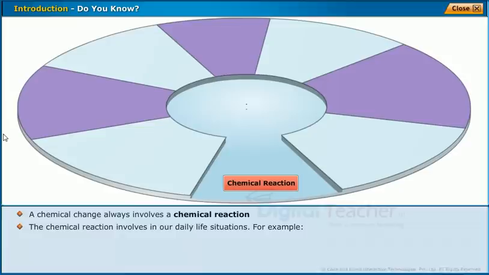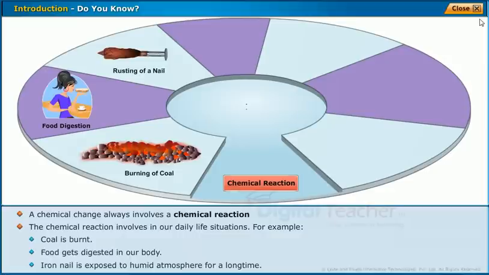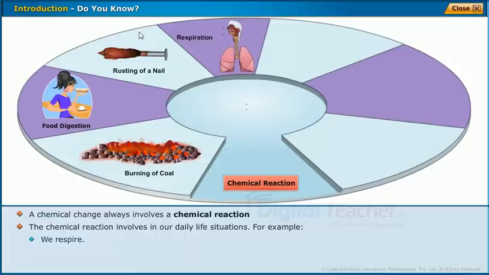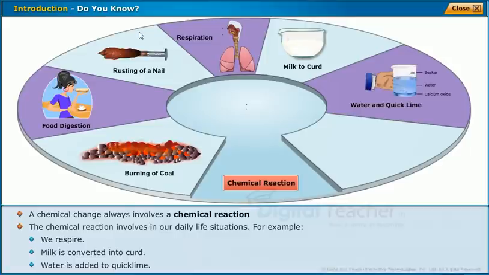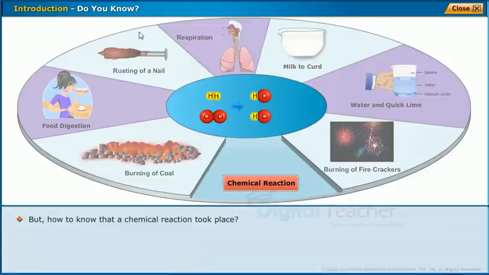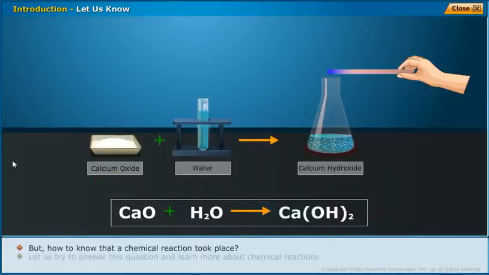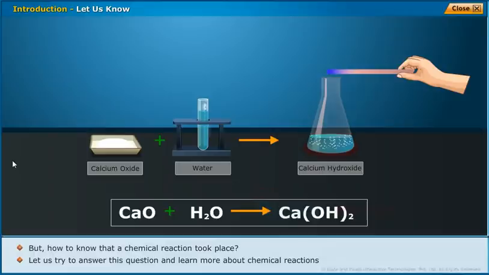For example, coal is burnt, food gets digested in our body. An iron nail is exposed to humid atmosphere for a long time. We respire. Milk is converted into curd. Water is added to quicklime. Crackers are burnt. But how to know that a chemical reaction took place? Let us try to answer this question and learn more about chemical reactions.